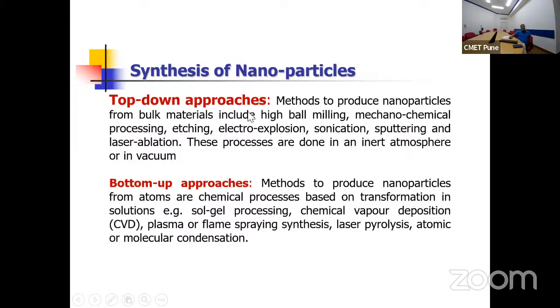Top-down approach means methods to produce nanoparticles from bulk material, including high-energy ball milling, mechanical processing, etching, electro-explosion, sonication, sputtering, and laser ablation. These processes are done at possible vacuum. Bottom-up approach means methods to produce nanoparticles from atoms or chemical processes based on transformation in solution, solvent processing, chemical vapor deposition, plasma or flame spray synthesis, laser pyrolysis, atomic or molecular condensation. I will focus more on these processes.